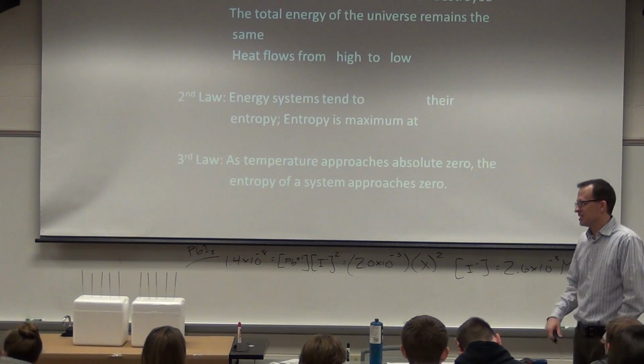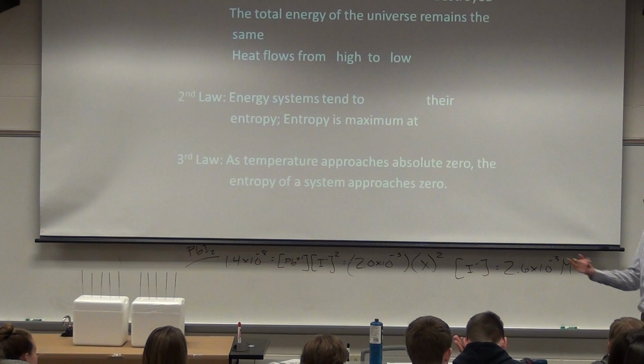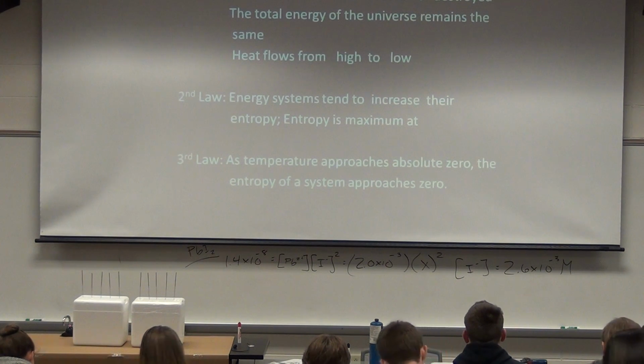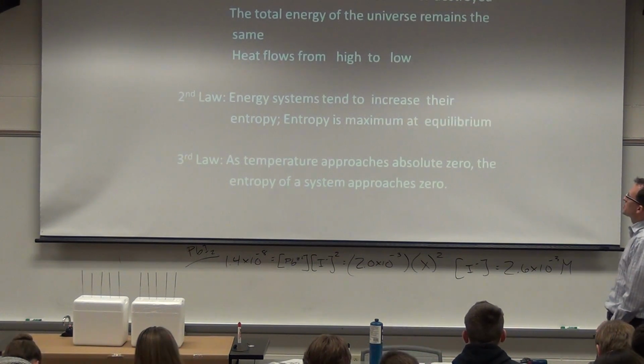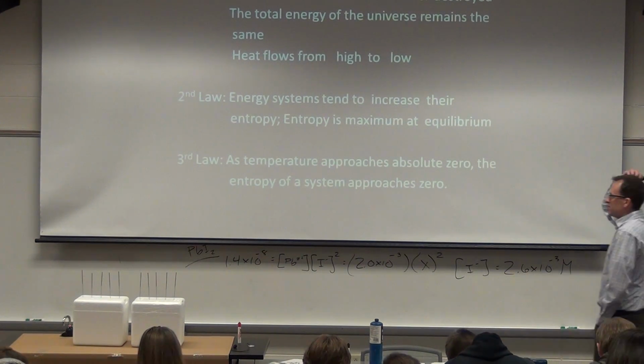Things lose energy. We have to intervene somehow, and then that costs energy to do it somehow. So something else is losing energy. But you're always gaining and losing. Second law. Here we go. Energy systems tend to increase their entropy. Entropy is maximum at equilibrium.